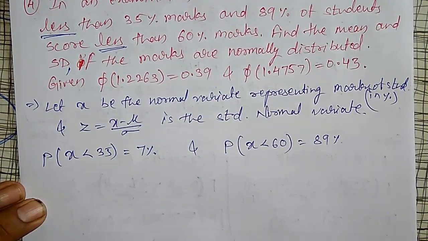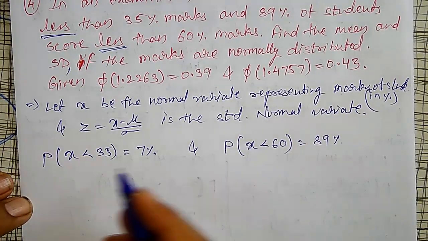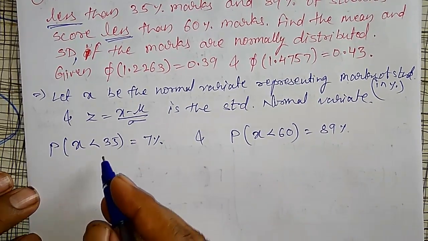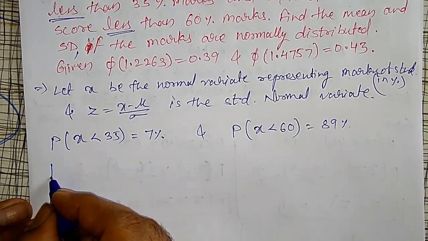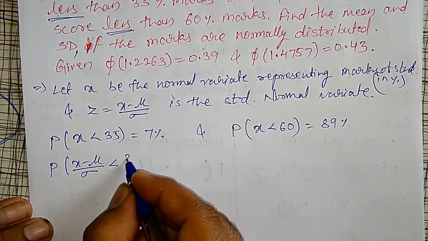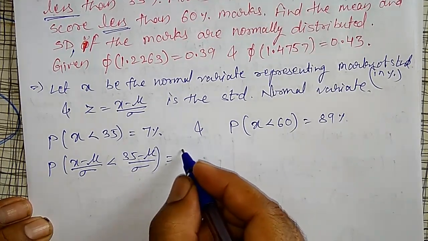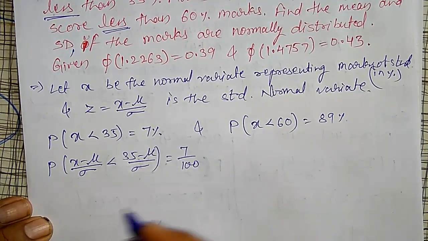In the previous problem one was under and one was over, that's why one was less than and one was greater than that I chose. But here both are less than that I am selecting. Let me convert this into standard normal form: x minus mu divided by sigma is less than 35 minus mu divided by sigma equal to 7%, that is 7 divided by 100.